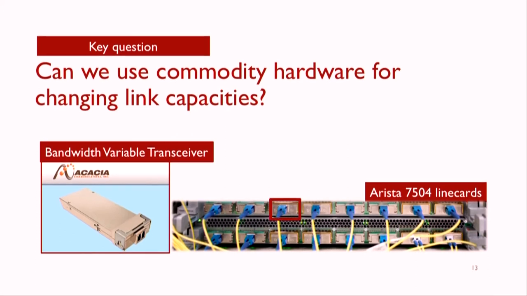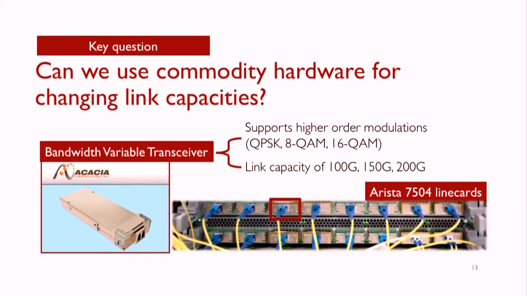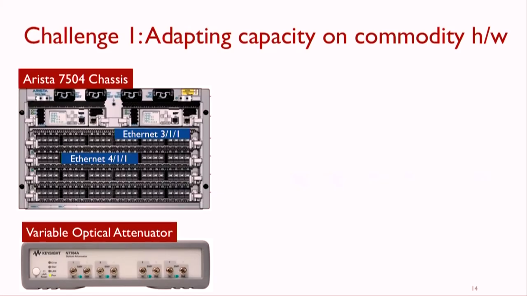And the job of these BVTs is to provide us with options in how we can modulate the signal that comes from them. These different discrete modulations that we are allowed, QPSK, 8 QAM, and 16 QAM, correspond to 100 gig, 150 gig, and 200 gig of port capacity. So it seems like this might work. We wanted to test what this means for dynamically adapting link capacities. For this, we did a small experiment.